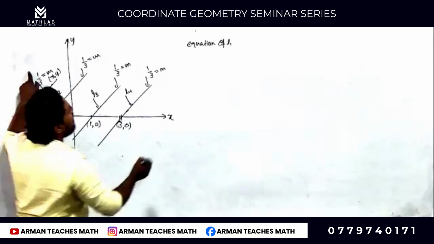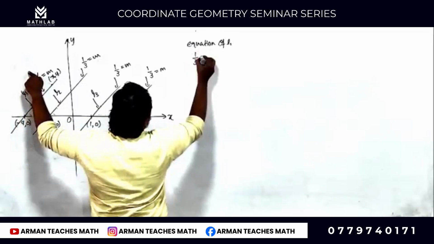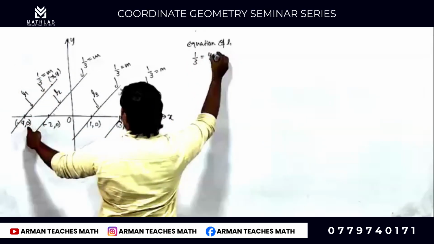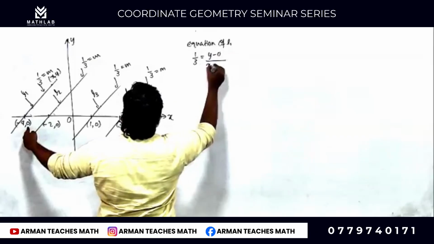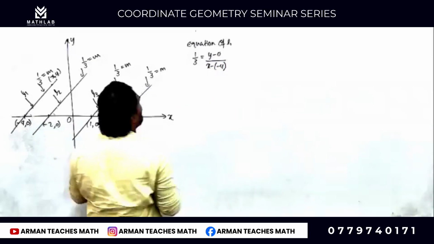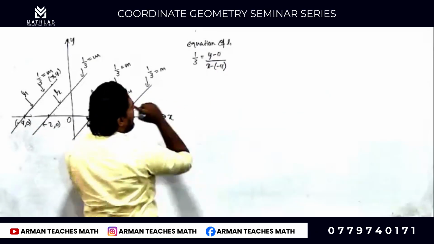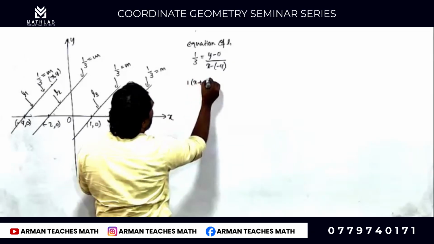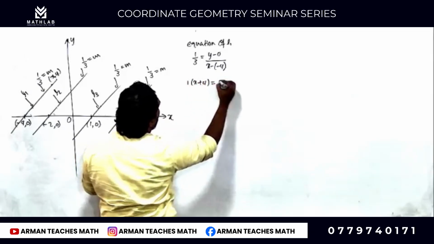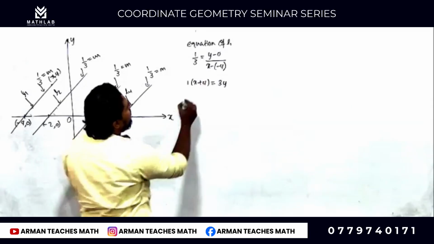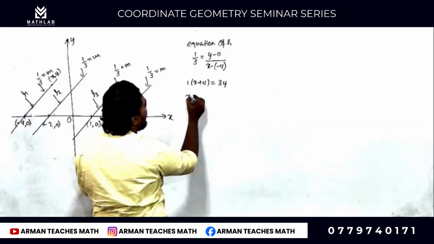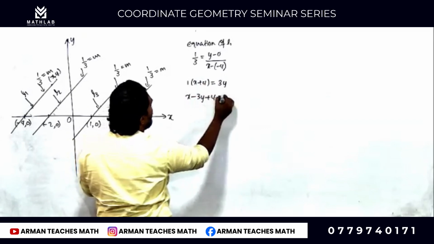The gradient is equal to, using the general coordinates, the difference of y coordinates, y minus 0, divided by the difference of x coordinates, x minus minus 4. This gives you 1 times x plus 4 is equal to 3 times y. So x plus 4 equals 3y. Take all the terms to one side. x minus 3y plus 4 equals 0.